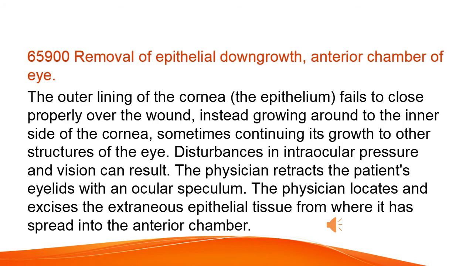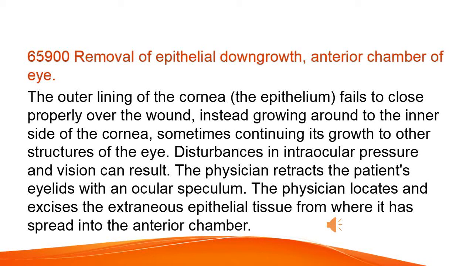Removal of epithelial downgrowth, anterior chamber of eye. The outer lining of the cornea, the epithelium, fails to close properly over the wound, instead growing around to the inner side of the cornea, sometimes continuing its growth to other structures of the eye. Disturbances in intraocular pressure and vision can result.